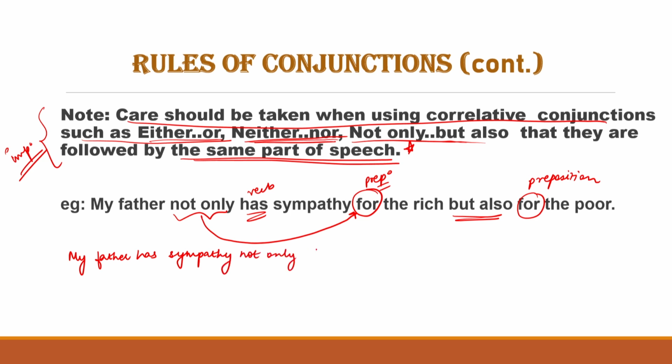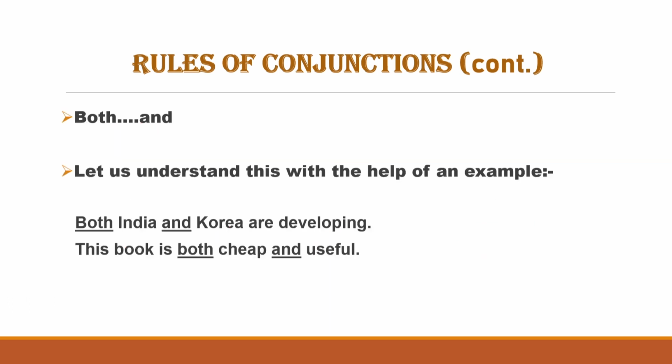not only for the rich but also for the poor. So now this sentence is correct because here not only is followed by a preposition and but also is also followed by a preposition. Hence they are followed by the same part of speech. So this sentence is correct.